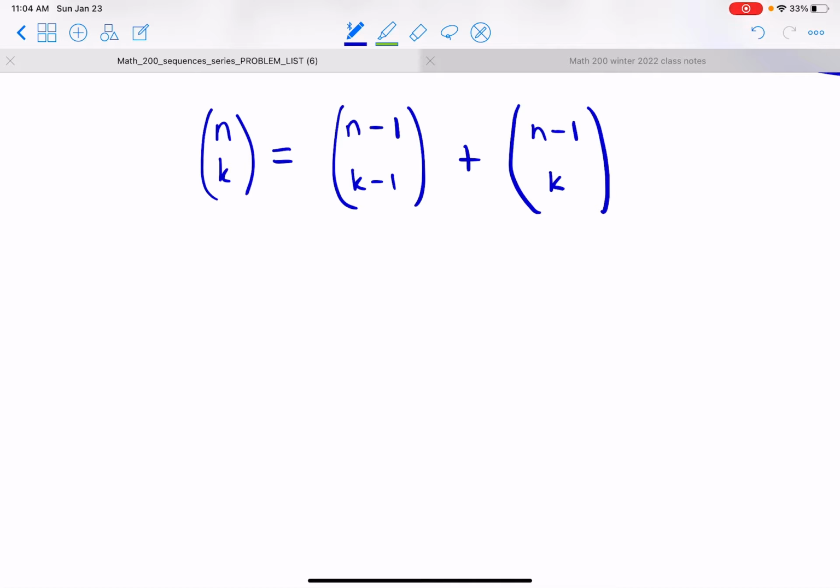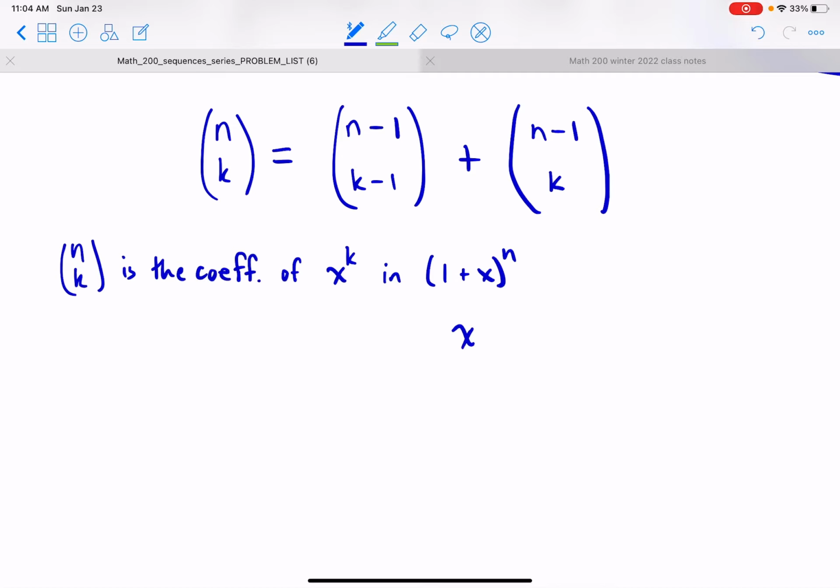And so why is this true? So first of all, in my answer, I'll just state what this means. So n choose k is the coefficient of x to the k in 1 plus x to the n. I prefer x because x is easier to write than a z, which sometimes looks like a 2.